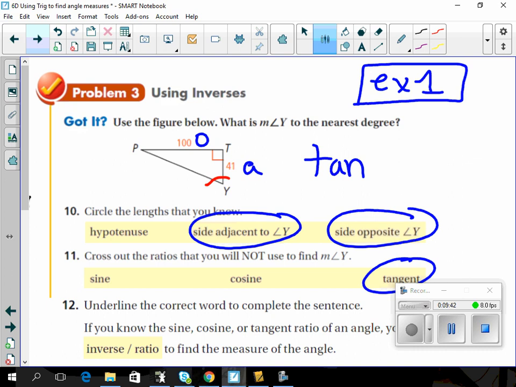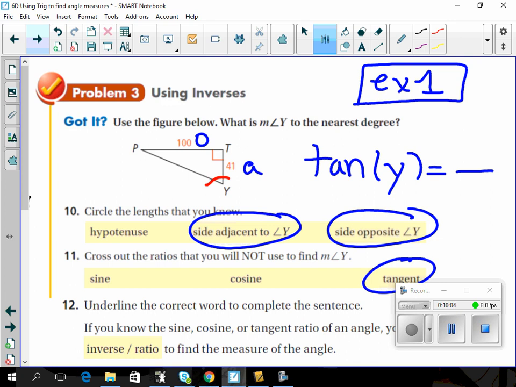It's the tangent of what? Well, it's the tangent of my angle. Do I know what that is? So I'm going to put my variable there. Since it's angle y, I'm just going to call it y. Is that okay? So tangent of angle y equals, and then what goes on the other side?